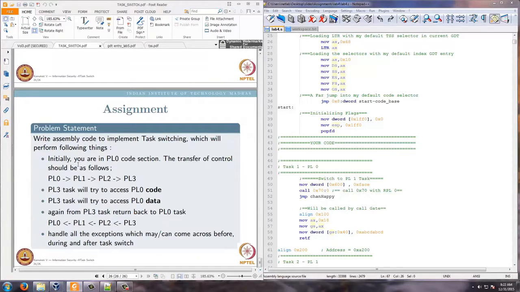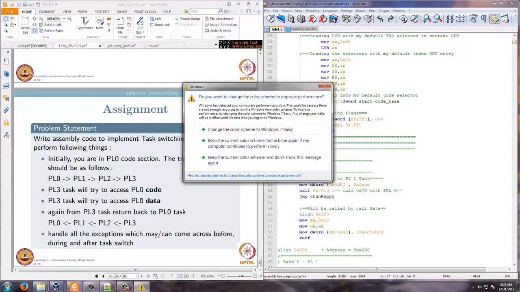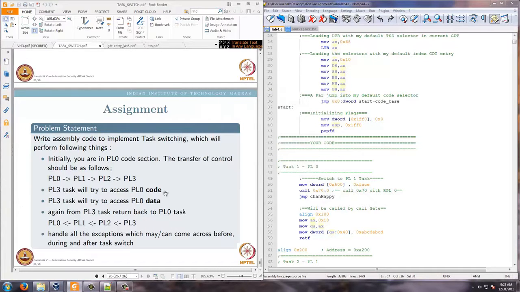So to sum up here, we are actually in PL0 code section always. Till now we have seen that in all the remaining 3 labs that we have covered so far. Now what we will do is we do this PL0 to PL1 to PL2 to PL3. From PL3 we will go and access PL0 code through a call gate. And again at PL3 we will try to access a PL0 or PL1 data, and then this will create a segmentation fault. It will give a general protection fault or a segmentation fault.